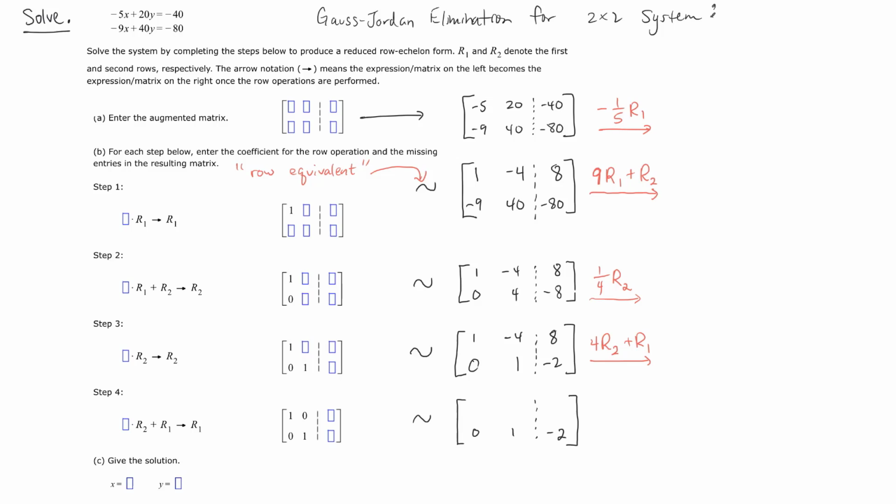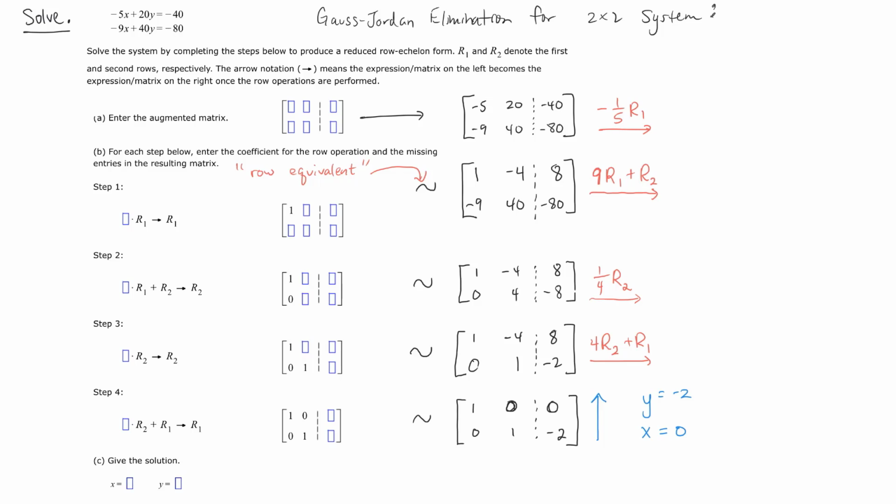Now we're going to change row 1. This will be a 1. And then 4 times row 2 is 4. 4 added to negative 4, you get 0, and that was done intentionally. And now we also have negative 8 plus 8, which is 0. Ta-da! Now, how do we read this? Well, we back substitute. This actually says y is equal to negative 2 and x is equal to 0.